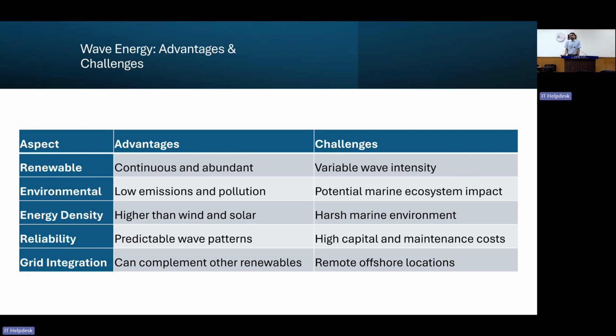However, there are certain challenges related to wave energy, like variable wave intensity and potential marine ecosystem impact. There is a harsh marine environment, and there are also very high capital investment and maintenance costs required for tapping the wave energy. Also, wave energy locations can be very offshore, and this can have certain operational and logistic challenges.